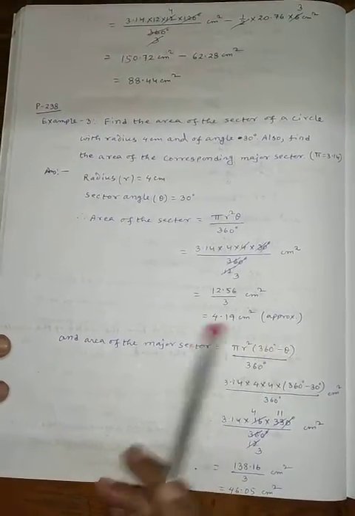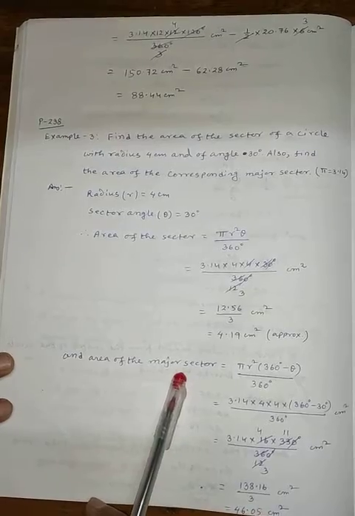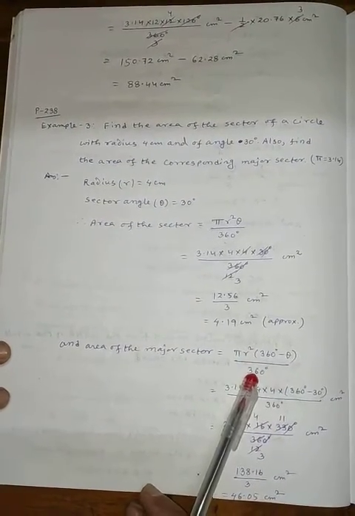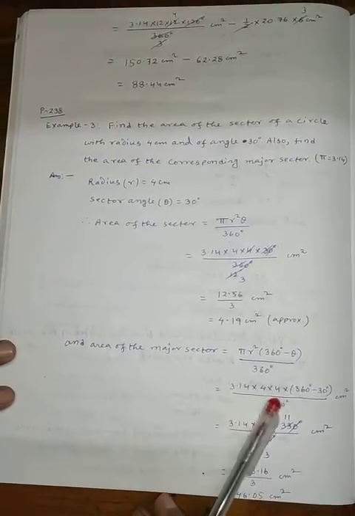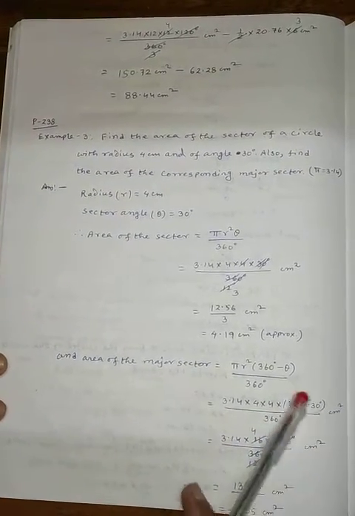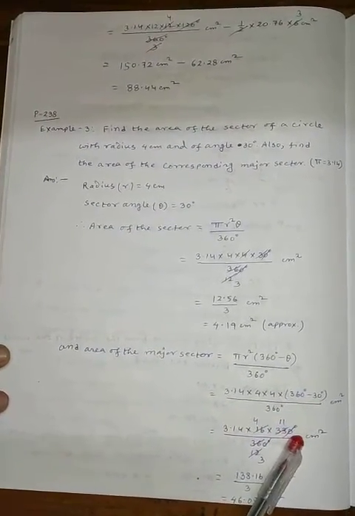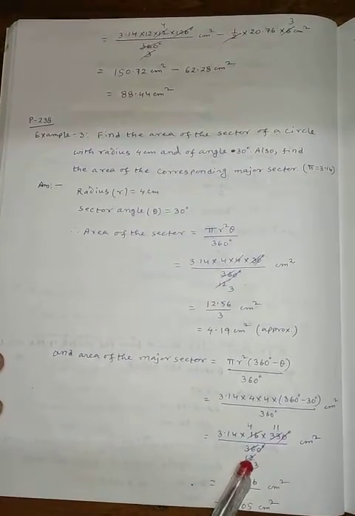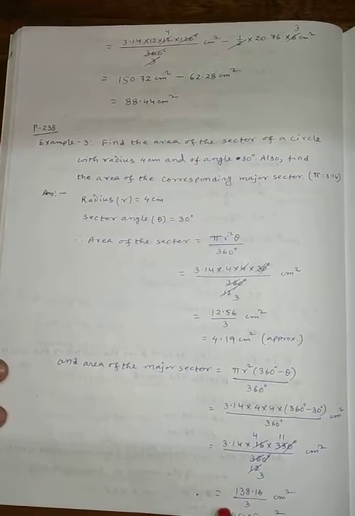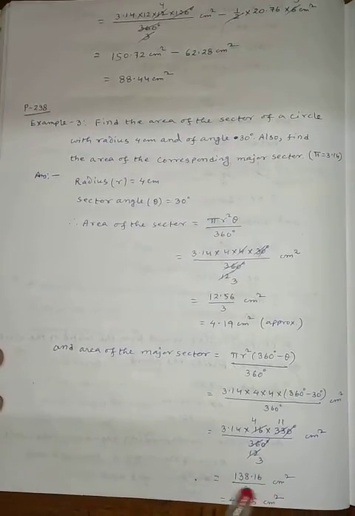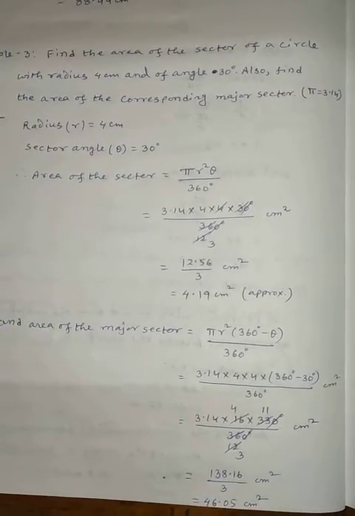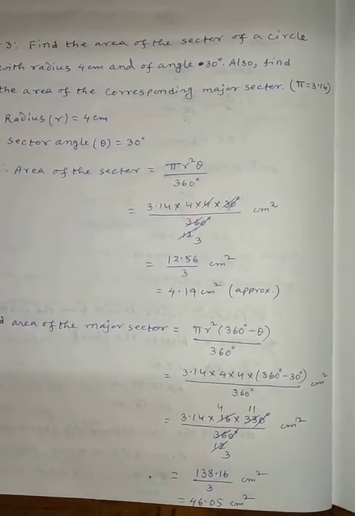And area of the major sector formula, directly we have pi r square into 360 minus theta by 360 degree. So 3.14 into 4 into 4, 360 minus 30. This subtraction is coming 330. Then go for cancellation. 0 cut. By 3 you can cut. Again by 4 you can cut. So remaining it is coming 138.16 by 3 centimeter square. After division we are getting 46.05 centimeter square. With this I'll conclude today.